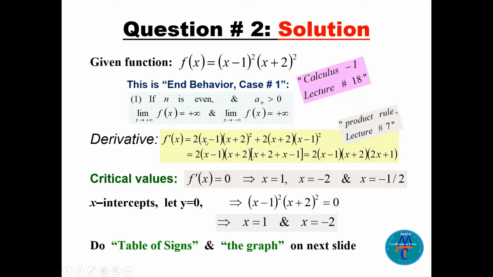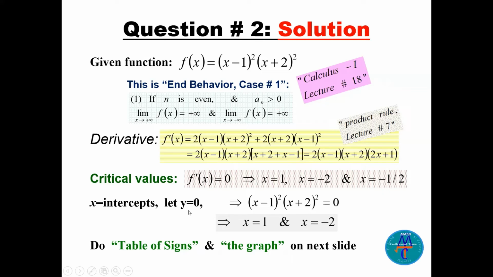Now what can we do? We take x minus 1 and we take x plus 2, and we take the 2 also, all of them as common factors. There are 3 common factors here. 2 is a common factor, x minus 1 is a common factor, x plus 2 is a common factor. Now inside we have x plus 2 plus x minus 1, which will be 2x plus 1. So now the product will be all f prime. Critical values we have, f prime is equal to 0, x will be 1, x will be minus 2, x will be minus half if you put this one equal to 0.